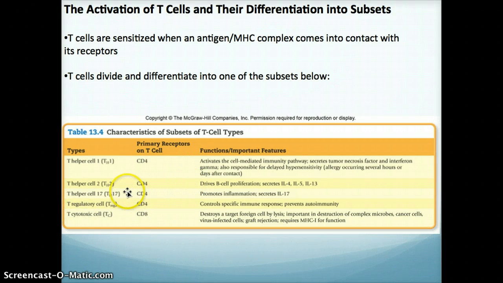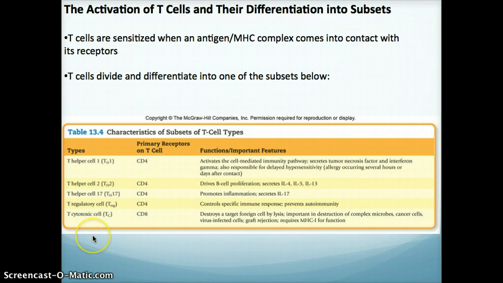And then we have our T helper cell 2. This is going to be the one that drives B cell proliferation and secretes interleukin 4, 5, and 13. We have our T helper cell 17 that will promote inflammation and secretes interleukin 17. And then the last of our CD4 receptor T cells is our T regulatory cell. This one will control specific immune response and prevents autoimmunity.